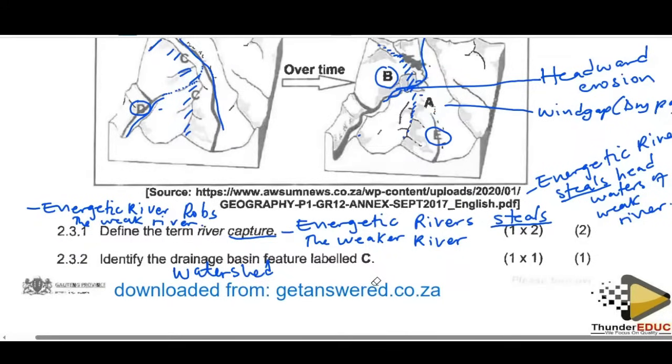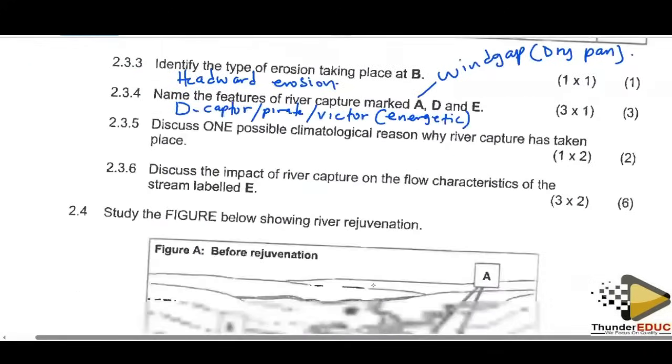Why? Because now this river is on its own, you see? That's why here we said there is a wind gap, dry. So this area is dry completely. There's no water, meaning that feature E no longer has any water source. That's why we call it a misfit stream or a beheaded stream.